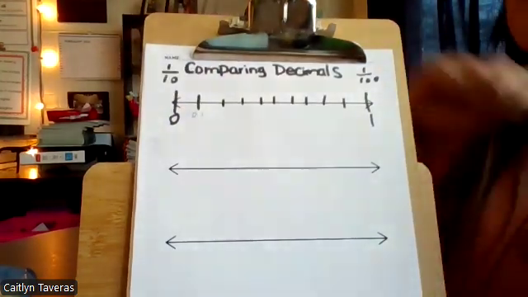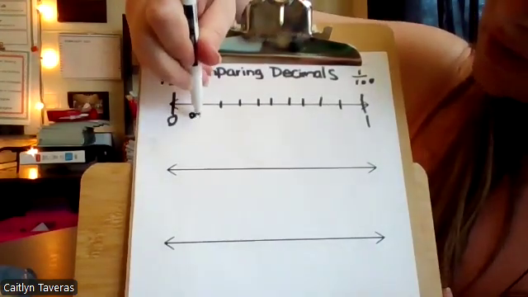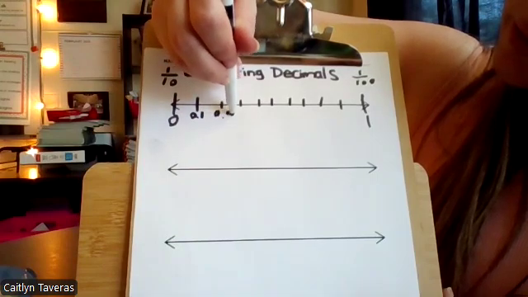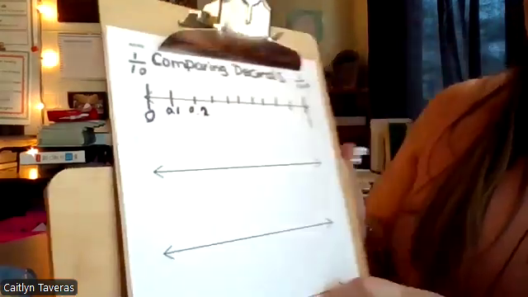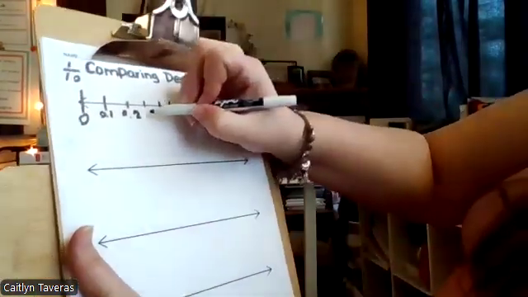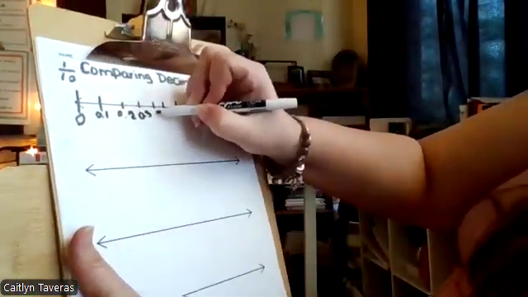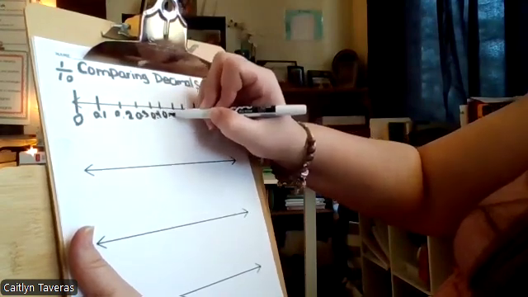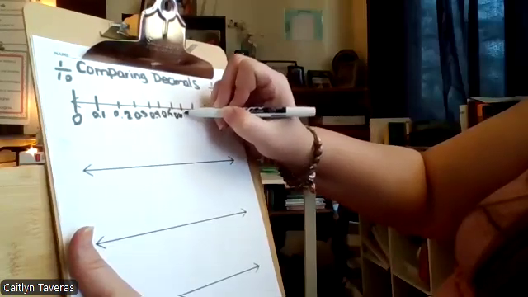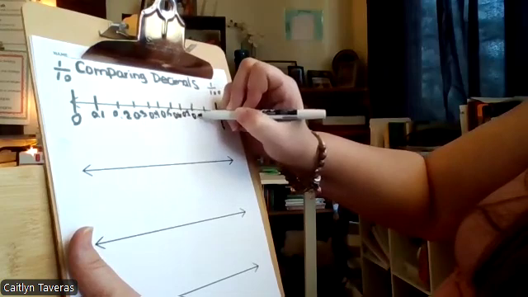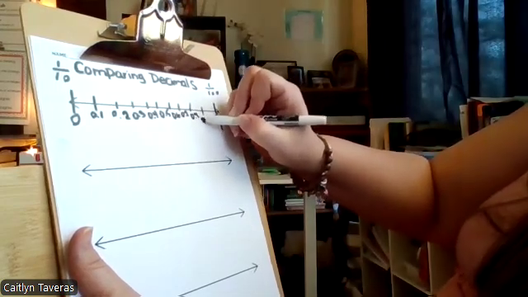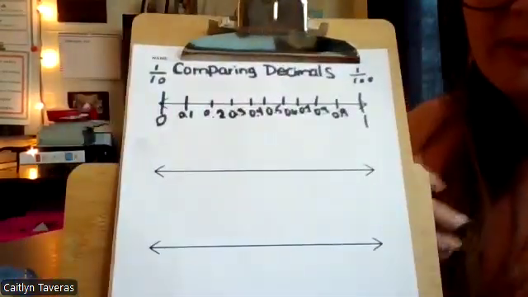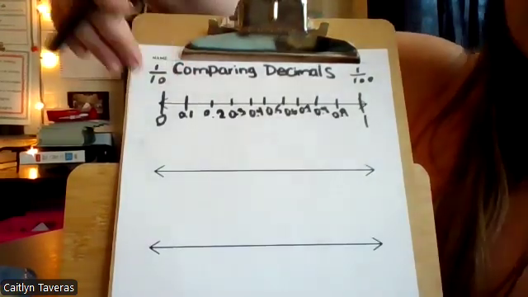Let's try it with a marker instead. 1/10, 2/10. Let me write this a little bit better. 3/10, 4/10. I'm going to write them up top. We'll write there. 5/10, 6/10, 7/10, 8/10, 9/10 to 1 whole.